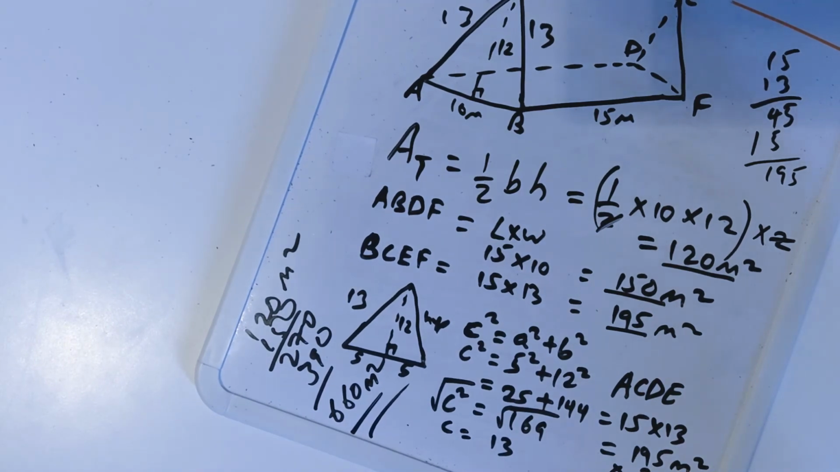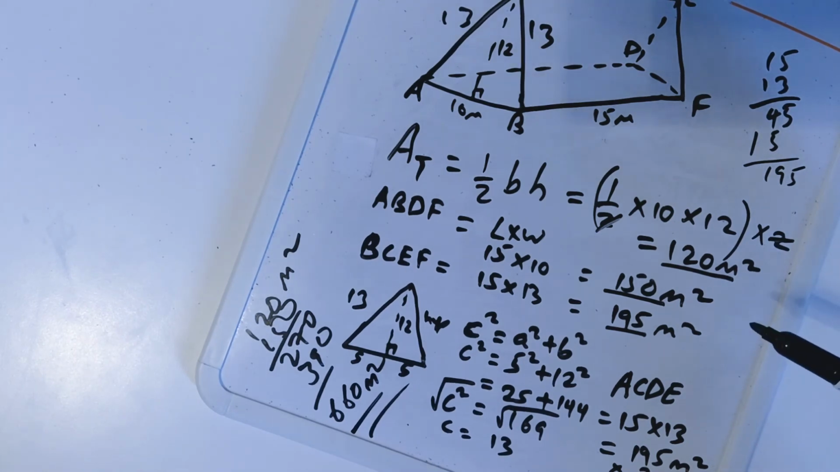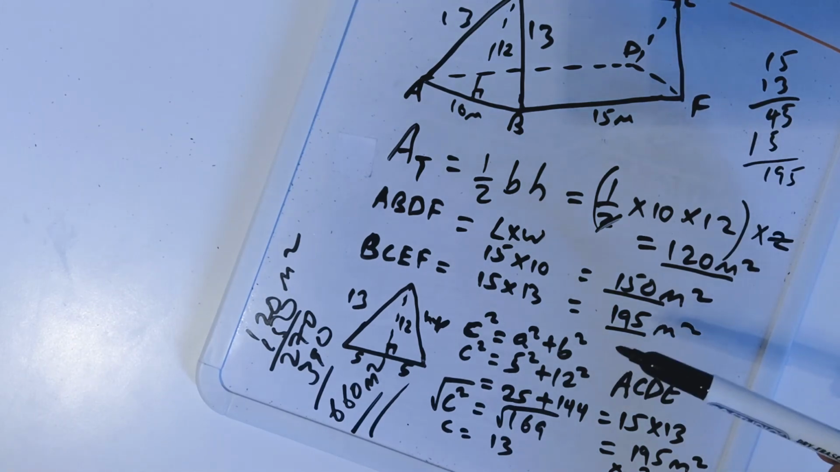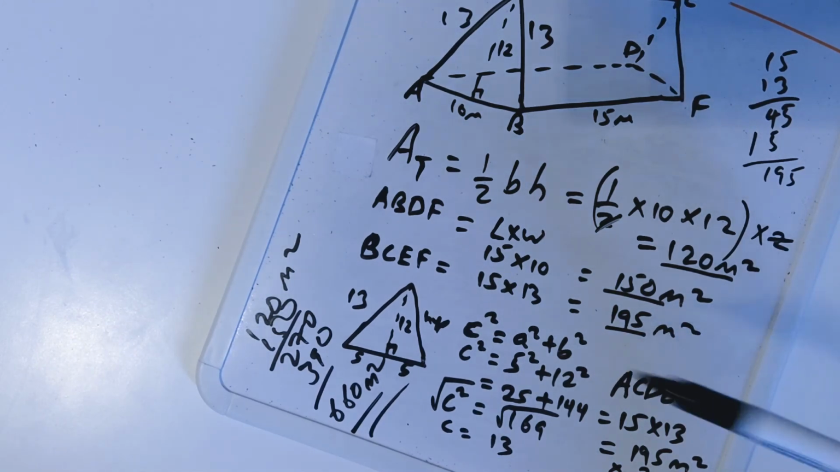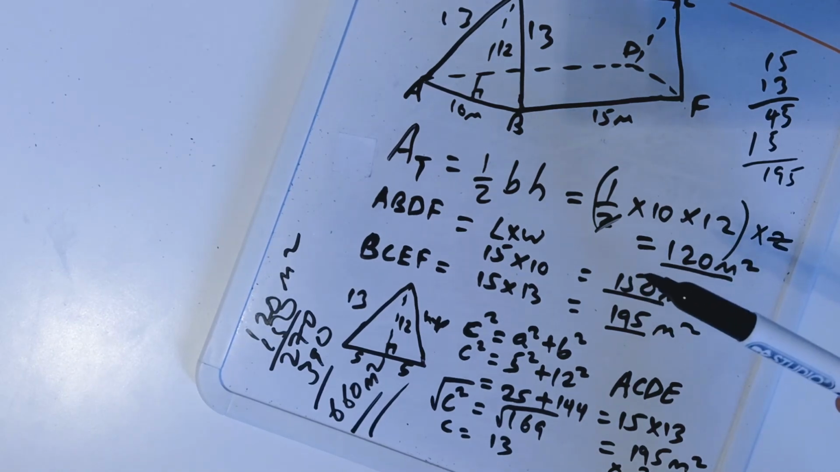So basically there are times when you have to use Pythagoras theorem in order to find one of the sides of the rectangles. In that case, you have to use the relationship such that c squared is equal to a squared plus b squared to find the hypotenuse.